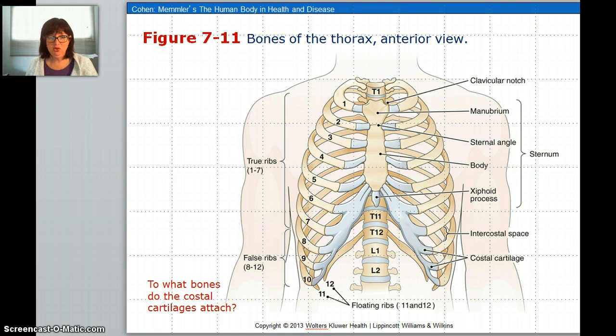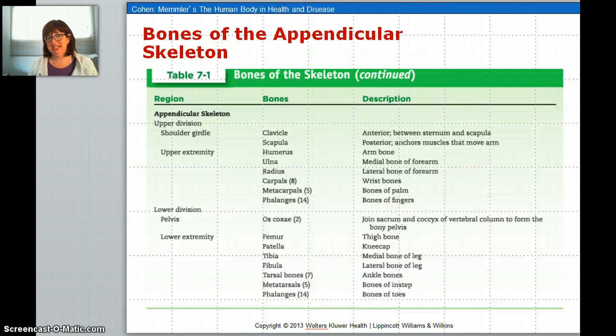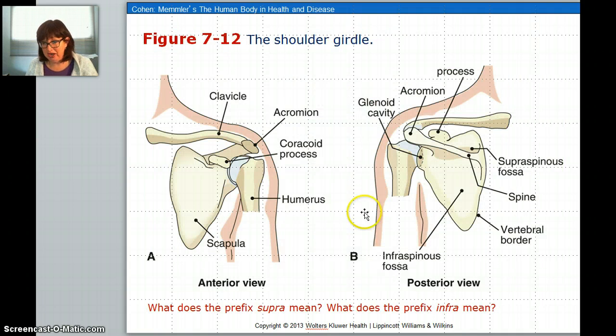Okay, then when you look at the appendicular skeleton, there are the arms and the legs and the girdles. I want you to be aware of the names of them. I also want you to be aware that the acromion process is used for marking. It is on the end of your scapula. Also, here is that spine.